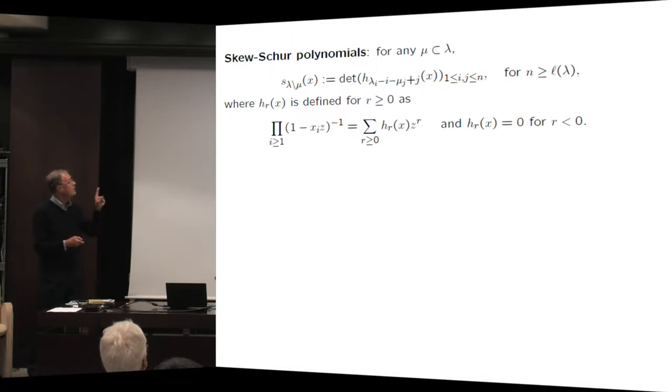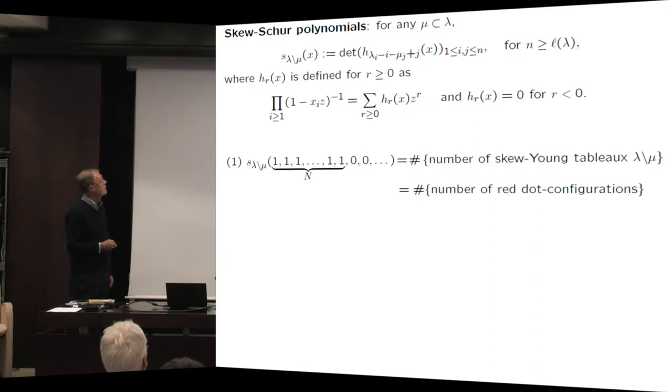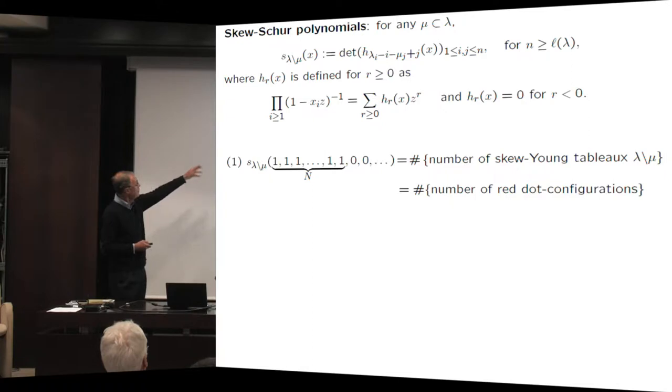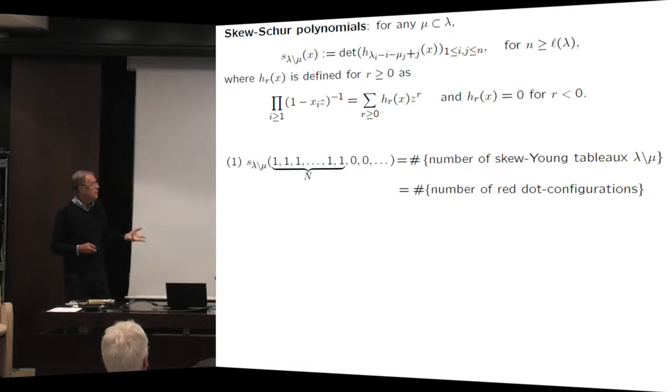But this skew-Schur polynomial has a remarkable property. Of course it depends on variables x1, x2, x3, etc. If I put 1, 1, 1, 1 n times and then 0, then what do I find? Exactly the number of skew-Young tableaus, lambda minus mu, or in other terms, the number of red dot configurations.